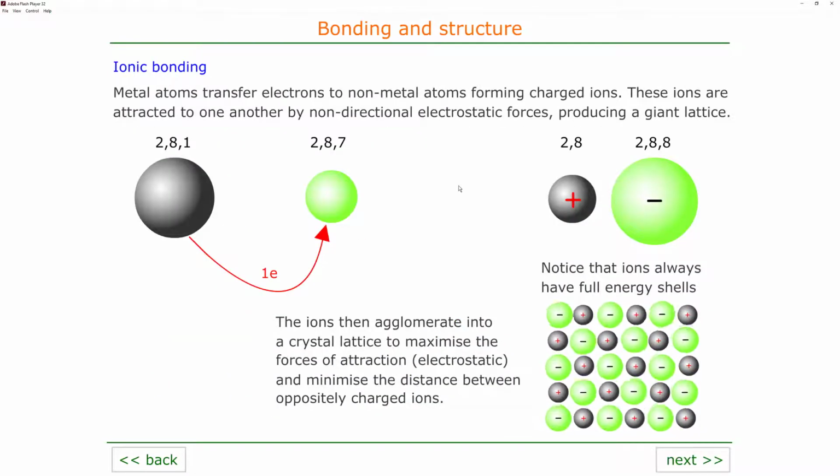Ionic bonding is when electrons are transferred from a metal to a non-metal, and this creates ions which are then held together by strong non-directional electrostatic forces. That means the positive ions can gather negative ions around them, and the negative ions can gather positive ions around them. So once again, it's a giant structure, and there are many strong electrostatic forces that need to be broken if we want to disrupt the structure.